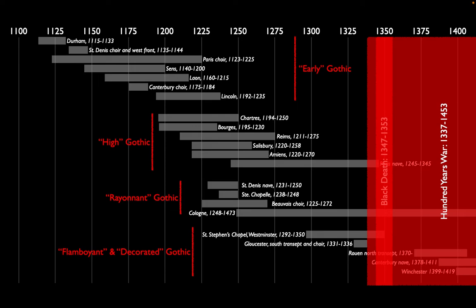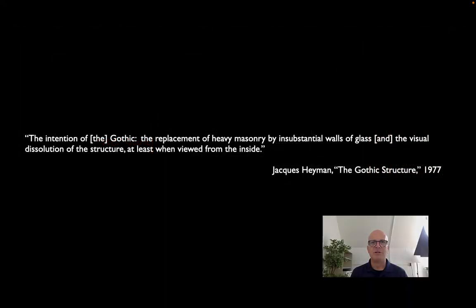Where does the Gothic cathedral come from? Jacques Heyman, the well-known Cambridge structural engineer and historian, wrote that the Gothic was basically an intent to take the heavy masonry that had formed the basilica churches and the major Byzantine monuments, and to replace them with walls of glass, basically the visual dissolution of the structure. And the idea behind this was twofold.